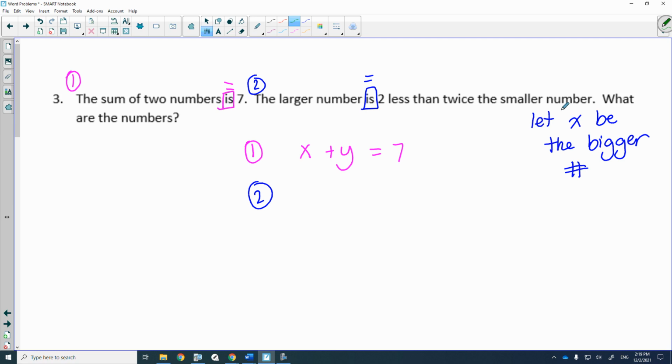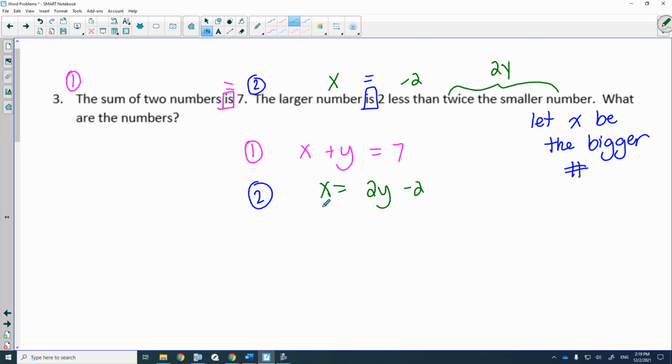The larger number, so we've got that to be x, is, Jaden, what do you think? Yes. 2 less is minus 2, twice the smaller is y, twice the smaller would be that. So x is equal to 2y minus 2. Actually, Dan, what did you say? Okay, yours would have actually been really close, but it would be x plus 2 is equal to 2y.